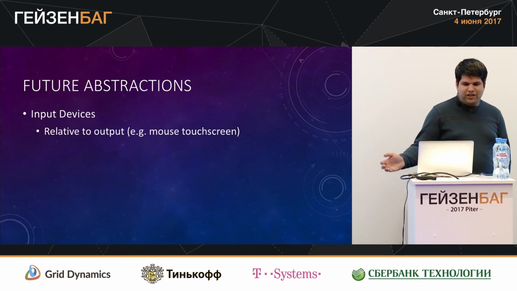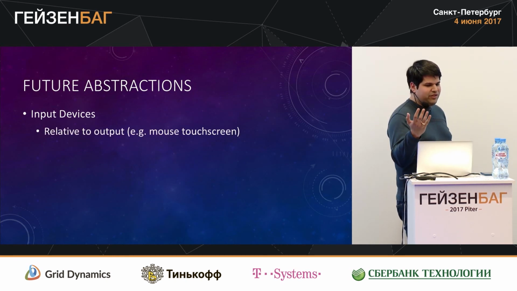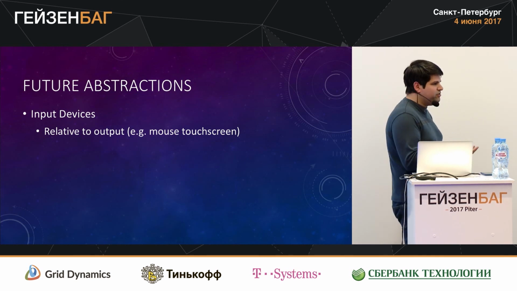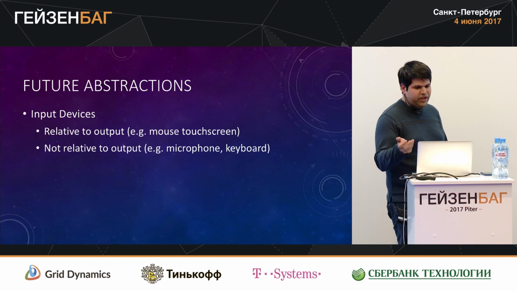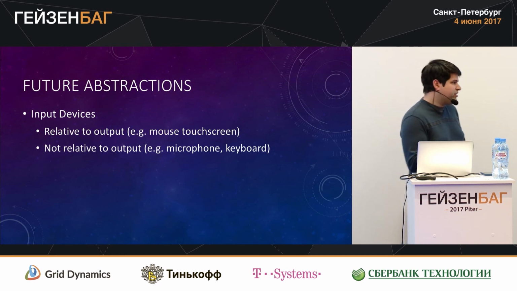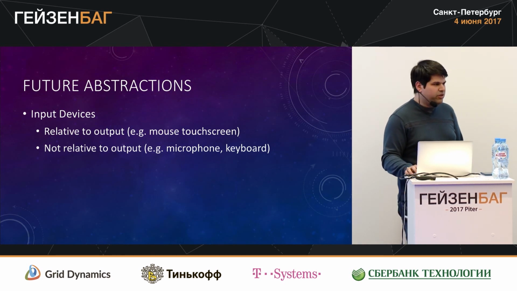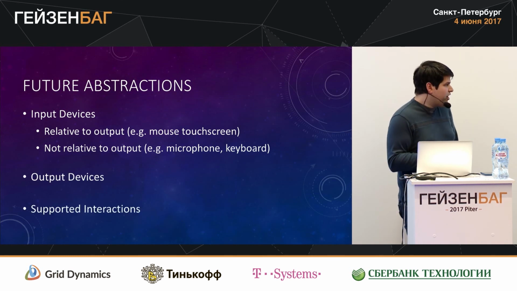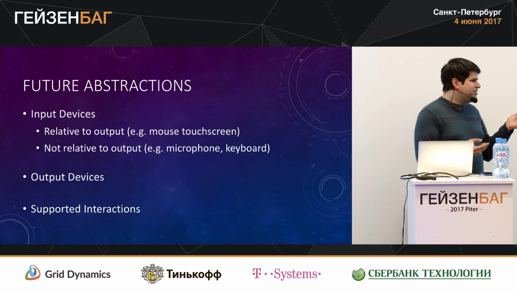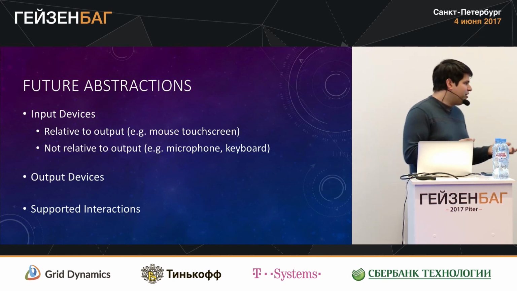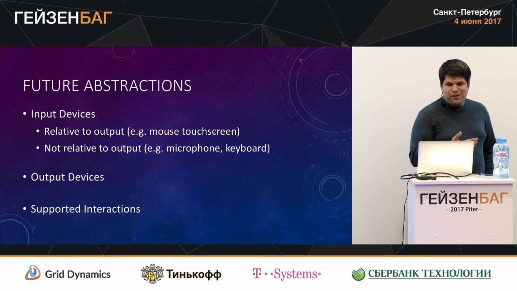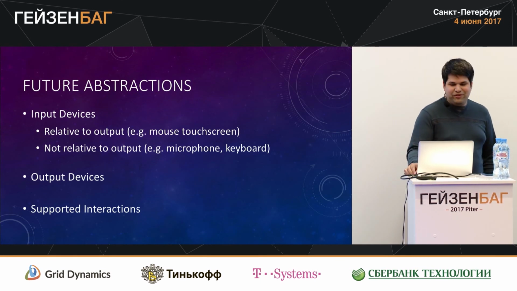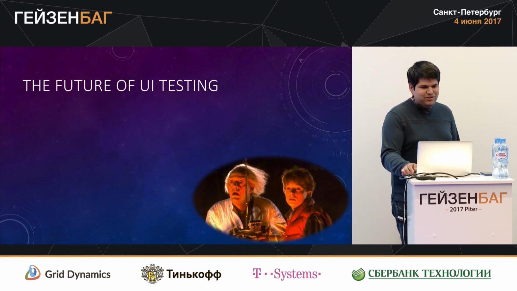So as I mentioned, I think it kind of breaks down like this. You have input devices, and maybe ones that are relative to certain output devices, like a touch screen or a mouse. And then ones that aren't, like a microphone or a keyboard or a joystick, where it doesn't really care what the output is. And then you have output devices, and then you have interactions. So perhaps input devices support different interactions, or output devices, maybe they support interactions. It's the kind of thing we're going to need to work on and figure out, but I definitely think it's a solvable problem.